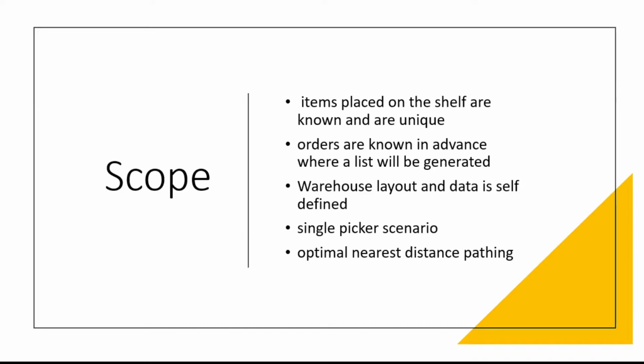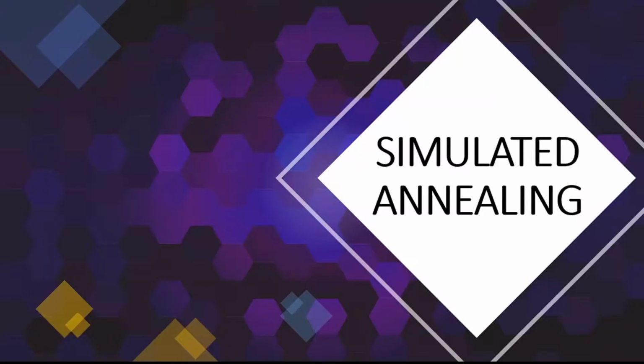The scope of this research is that the items placed on the shelf are known and are unique. The orders are known in advance where a list will be generated. This research work only considers a single picker scenario. The pathing in the warehouse is using the optimal nearest distance pathing.